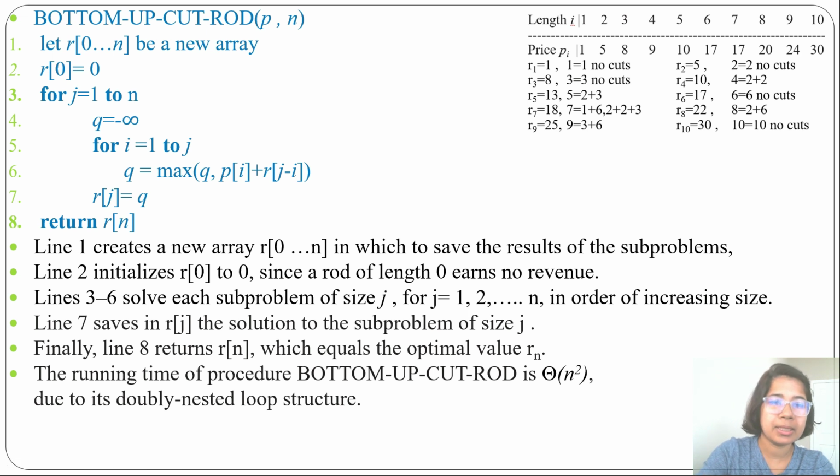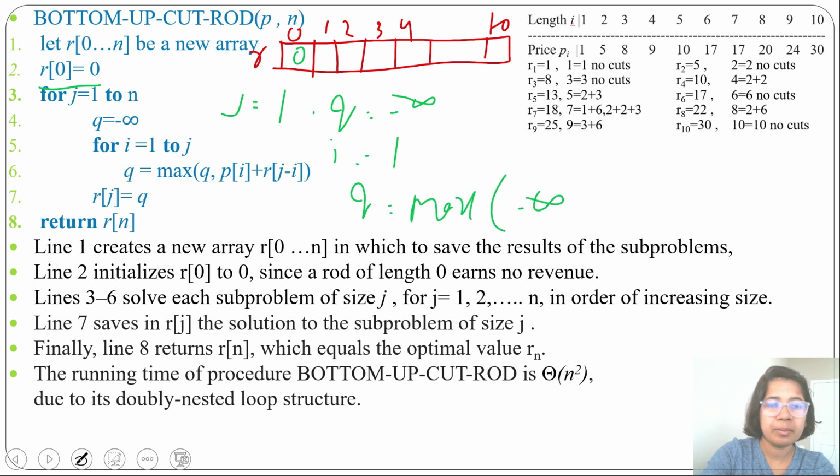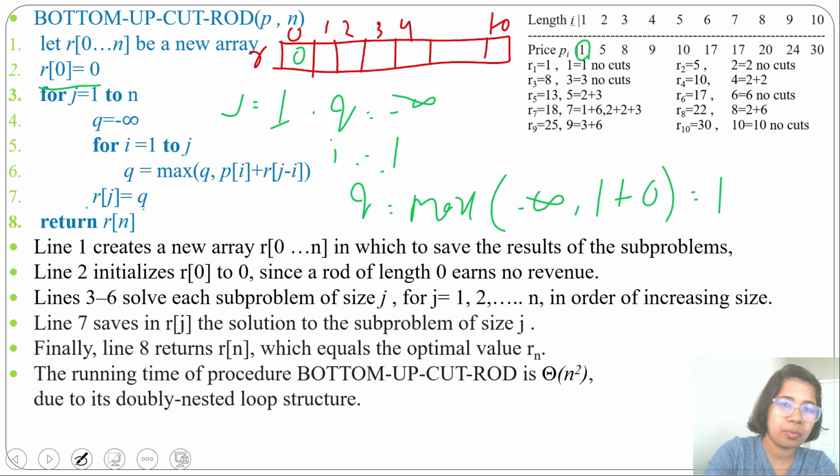Let me run this algorithm on the same example. So first we'll create a revenue array. R0 equals 0, as for size 0 there is no revenue. Then for j 1 to n. So first j equals 1. Then q equals minus infinity. For i 1 to j. So for i equals 1, q will be max of minus infinity, then price of 1. What is price of 1? It's 1 plus revenue of j minus i. What is j? j is 1. i is 1, so revenue of 0 is 0. R of j equals 1, means R of 1 will be 1. So revenue for 1 inch is 1.